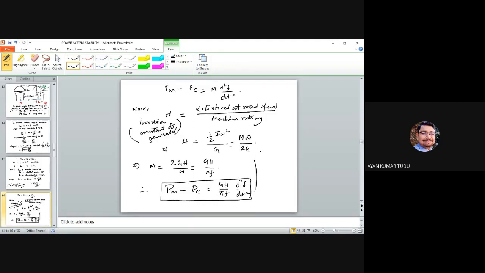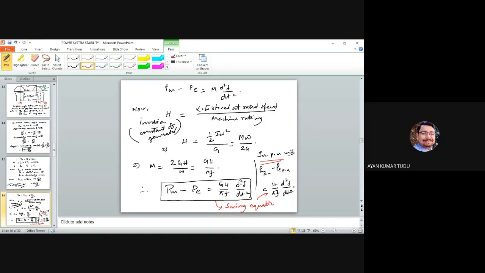In per units, this equation can also be written as Pm in per unit minus Pe in per unit, which is equal to H by pi F into d2 delta by dt square. Since we are using per unit, both sides of the equation were divided by the machine rating. I hope this is clear. So this is the swing equation, and this is also the swing equation in per units.